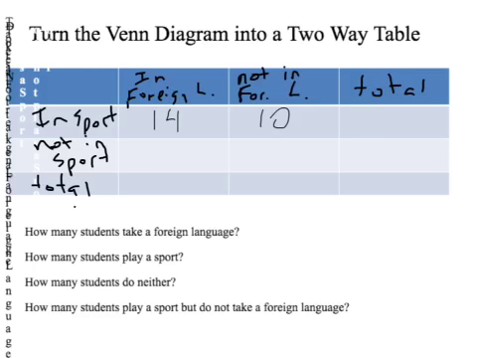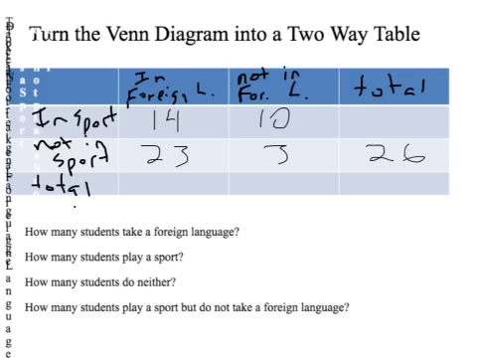To fill in the next column of our table, we want to find students who fell not in a sport but in a foreign language. So not in a sport, in a foreign language. So that would be the number just in the foreign language circle, which was 23. Our next box is not in a sport, not in a foreign language. So that's the number that was on the outside, which was 3. And then add straight across, 23 plus 3 would give me 26.